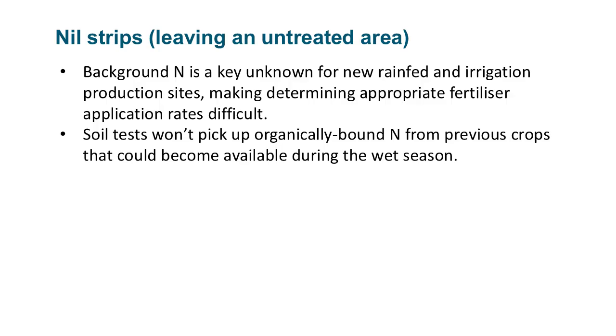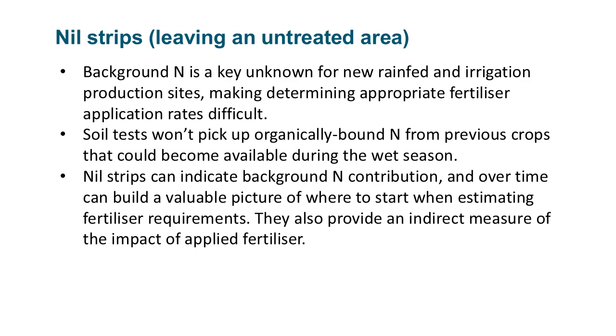That maize trash would return significant quantities of nitrogen to the following cotton crop, often late in February and during March. A nil strip, however, can be used to provide a measure of what the background contribution of nitrogen is from your soil and system. And the use of nil strips over time can help you to build quite a valuable picture of the starting point of the background fertility of your system that will then enable you to estimate fertilizer requirements. Nil strips also provide an indirect measure of the impact of your applied fertilizer.